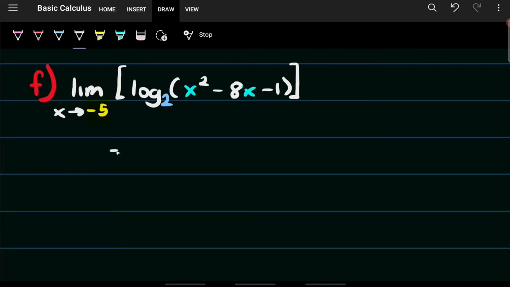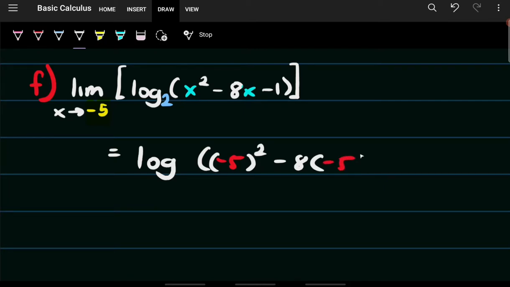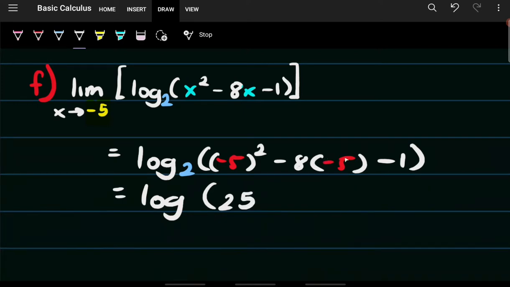So again, this is equal to the logarithm of x squared, or negative 5 squared, minus 8x, or negative 8 times negative 5. And then copy the remaining term, minus 1. The base is equal to 2. Now, let's simplify. Negative 5 squared is positive 25. Negative 8 times negative 5: negative times negative is positive, so we have positive 40. And then copy the remaining term, minus 1. Of course, the base is equal to 2.